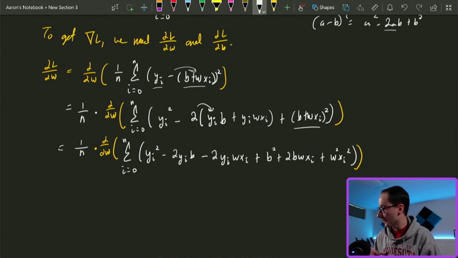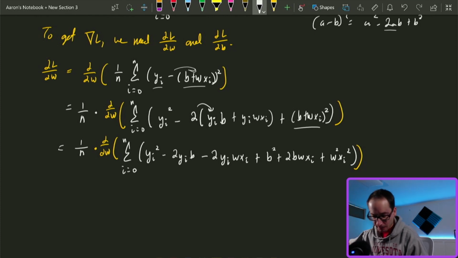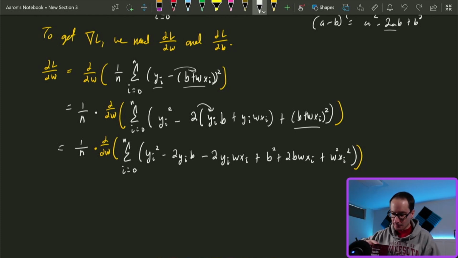That looks good. Okay, so now I think we're at a point where we can start to look at actually calculating the derivative with respect to w.